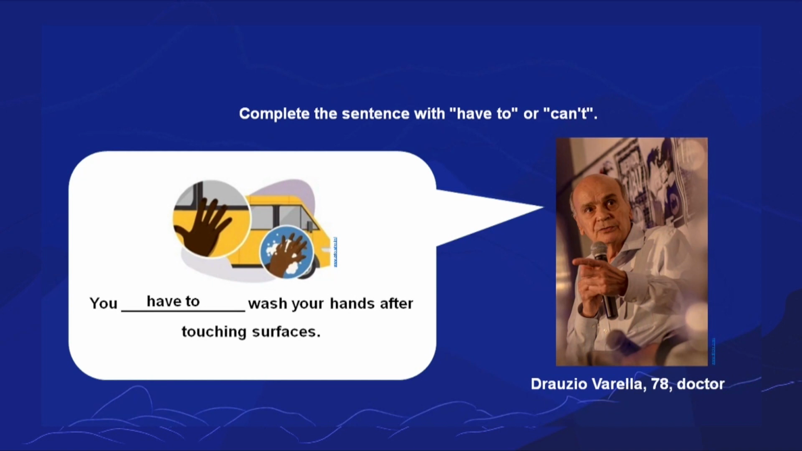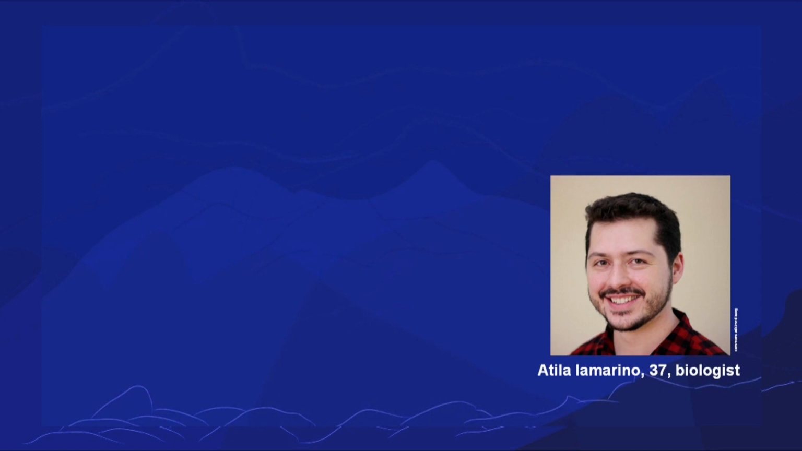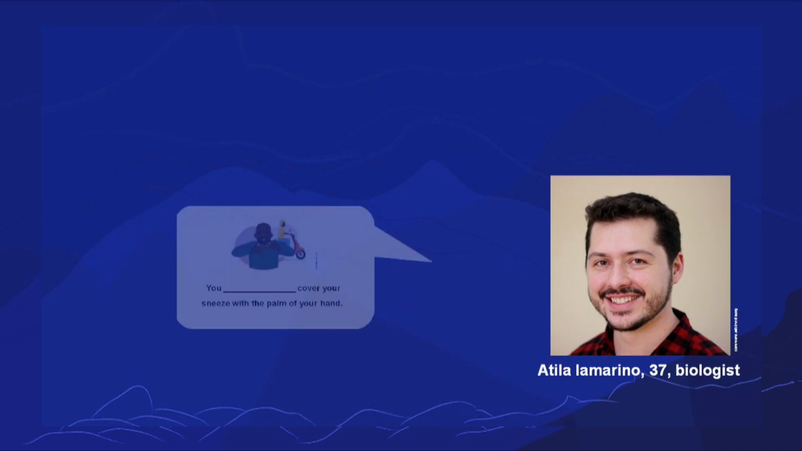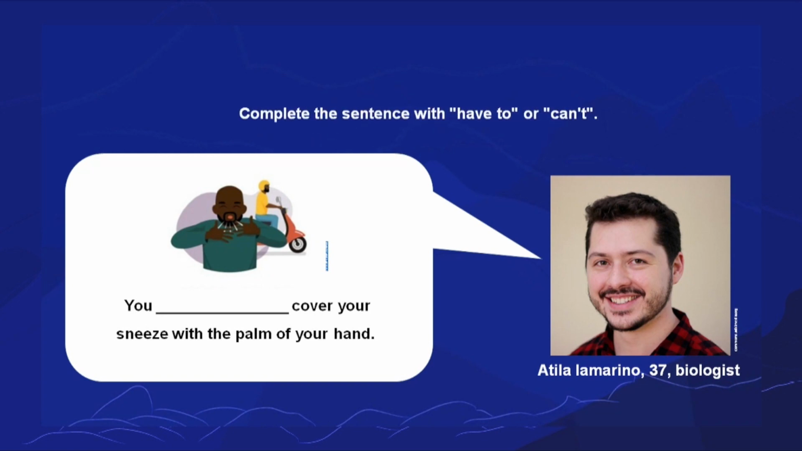Great. Let's see the next one. Who is he? This is Átila Yamarino. He's 37 years old and he's a biologist. He has a very famous YouTube channel called Nerdologia. Pay attention to him. Complete the sentence with have to or can't. You cover your sneeze with the palm of your hand. Have to or can't? Can't. You can't cover your sneeze with the palm of your hand. Excellent.